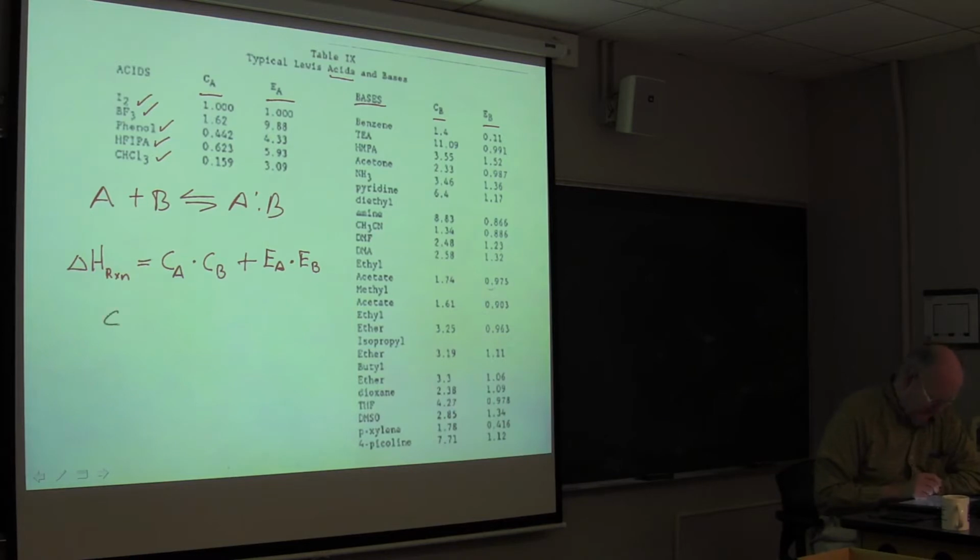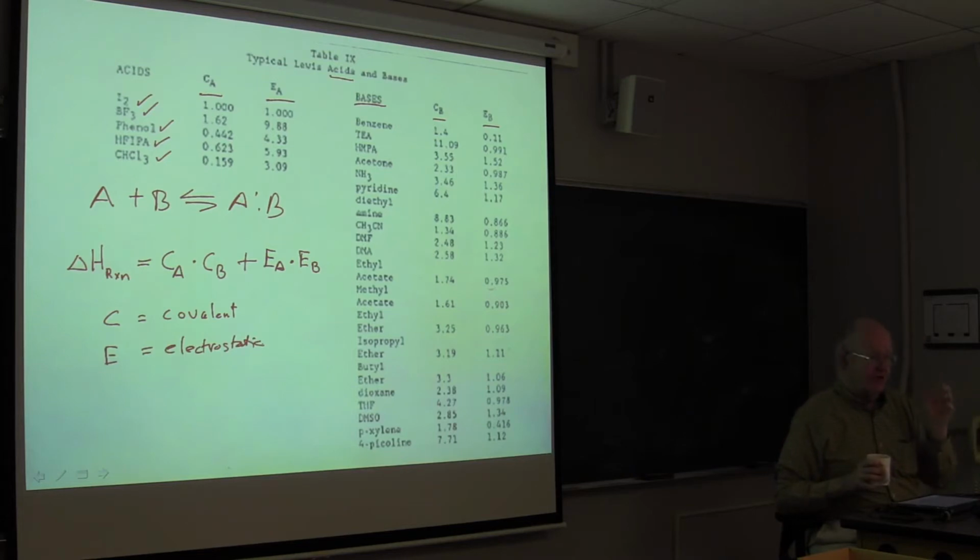The C parameter comes from covalent, and the E parameter comes from electrostatic. Covalent means the actual sharing of a pair of electrons. The electrostatic refers to the transfer of charge from one molecule to the other molecule. So this is frequently also called a Coulombic interaction, a real Coulomb's law kind of contribution to the net energy of the formation of the bond.